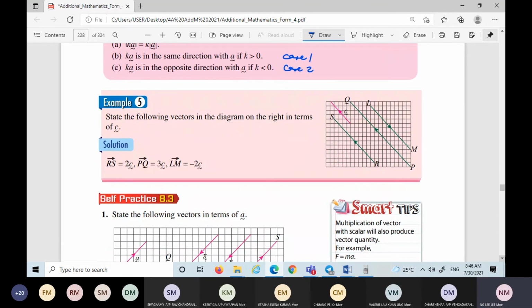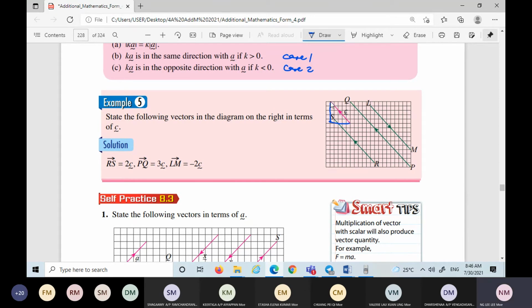Okay, we look at this example. Express the following vectors in the diagram on the right in terms of C. We will see these are all in the same direction. If you want to know whether this is the same direction, actually you have to do it this way.